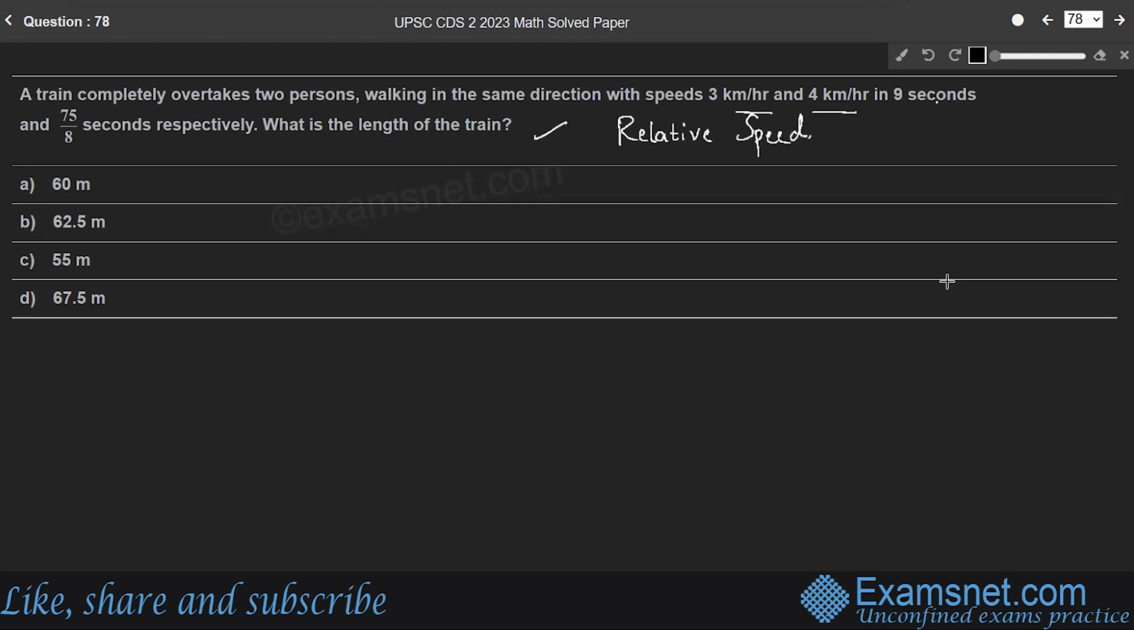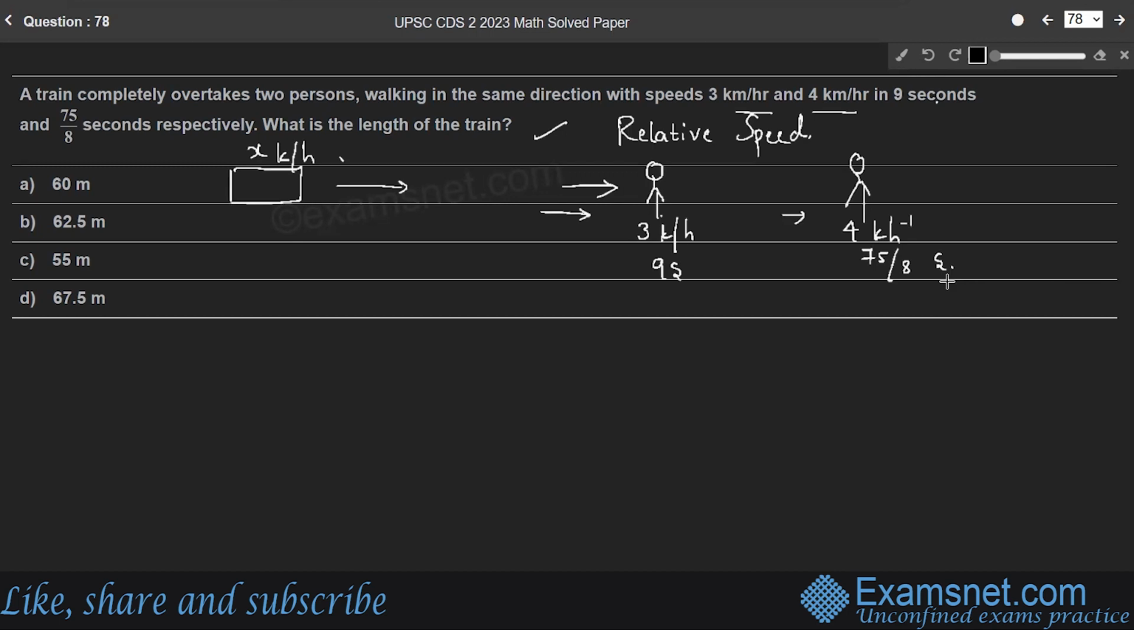In this particular case, a train is moving with some speed. So let x kilometer per hour be the speed of the train. The train has to pass two persons here. The two persons are moving with two different speeds, 3 kilometer per hour and 4 kilometer per hour, and the train is passing these two persons in 9 seconds and 75 by 8 seconds respectively. So just imagine the train is passing the first person. Here two bodies are moving in the same direction with two different speeds.